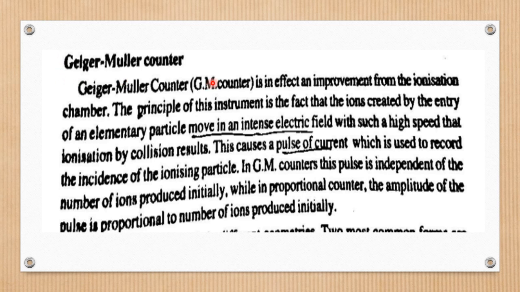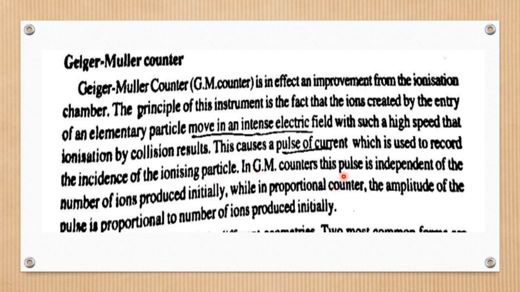Next is Geiger-Müller counter or GM counter. This is in effect an improvement on the ionization chamber. The principle of this instrument is the fact that the ions created by the entry of an elementary particle move in an intense electric field with such a high speed that ionization by collision results. This causes a pulse of current which is used to record the incidence of an ionizing particle.